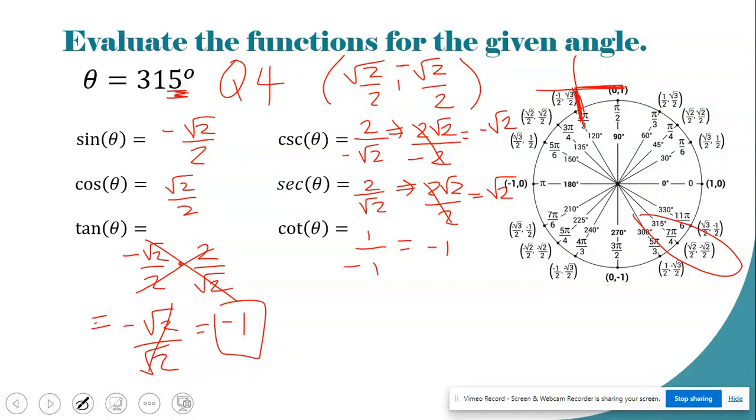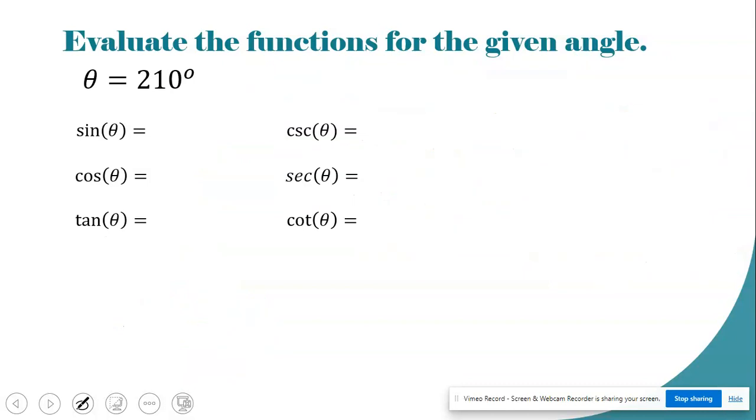I hope you're starting to see why knowing where these degrees and radians are on your unit circle is super duper important.